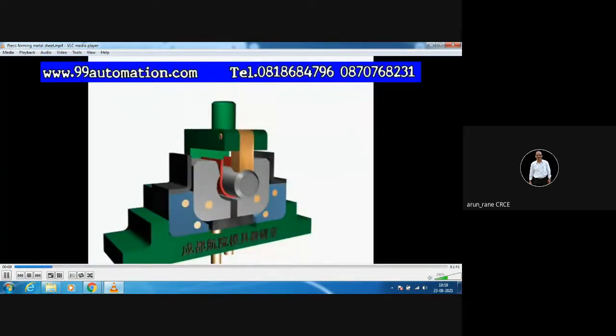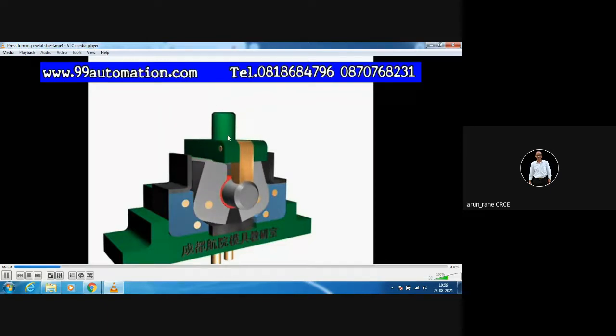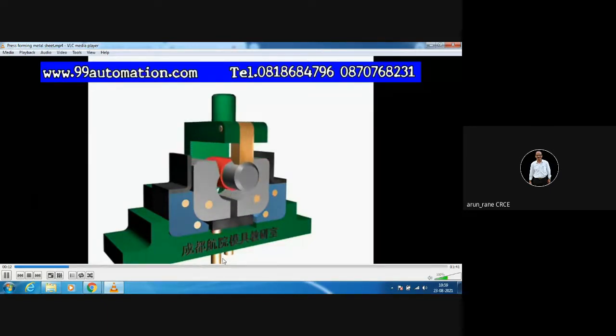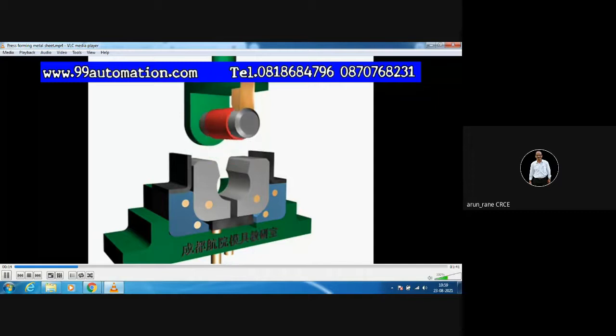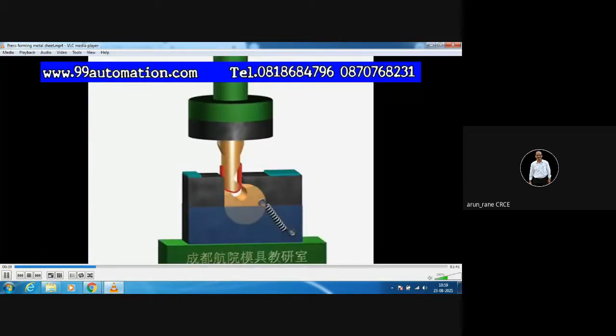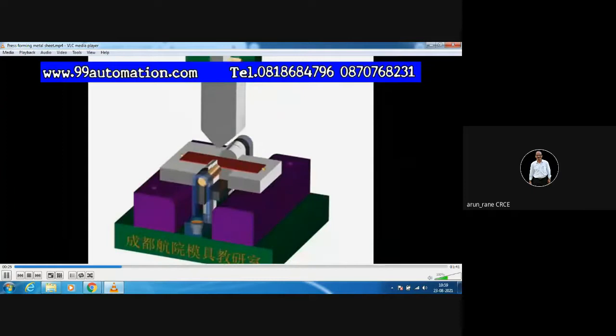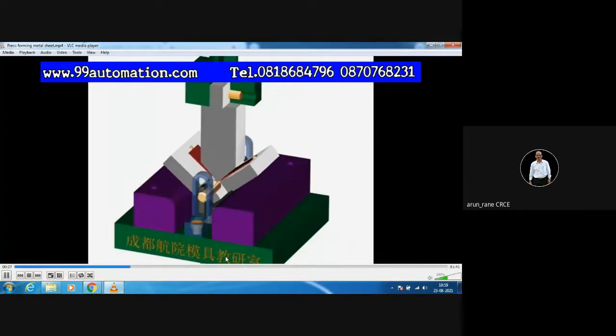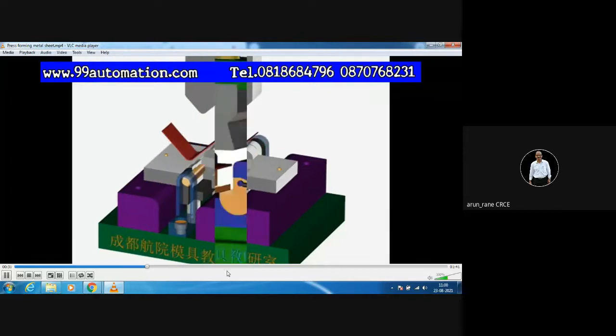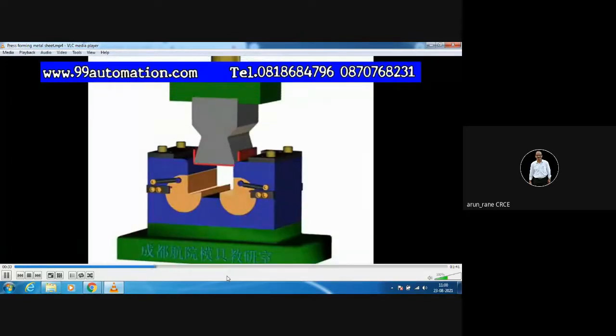This is for the bending operation. This is the ram. This is what the ejector is. These are the different types of bendings. Bending is not necessarily only V bending. It can be channel bending, and it can be complex bendings like this. This is dovetail.